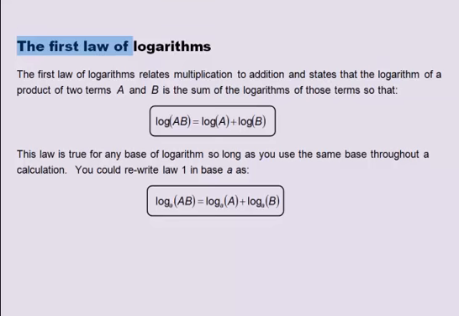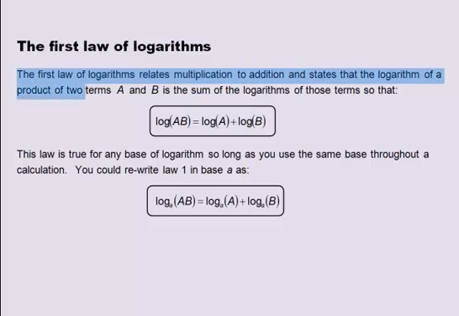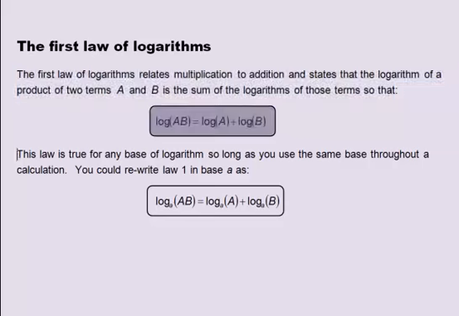The first law of logarithms. The first law of logarithms relates multiplication to addition and states that the logarithm of a product of two terms a and b is the sum of the logarithms of those terms, so that the logarithm of a multiplied by b equals the logarithm of a plus the logarithm of b. This law is true for any base of logarithm, so long as you use the same base throughout a calculation.